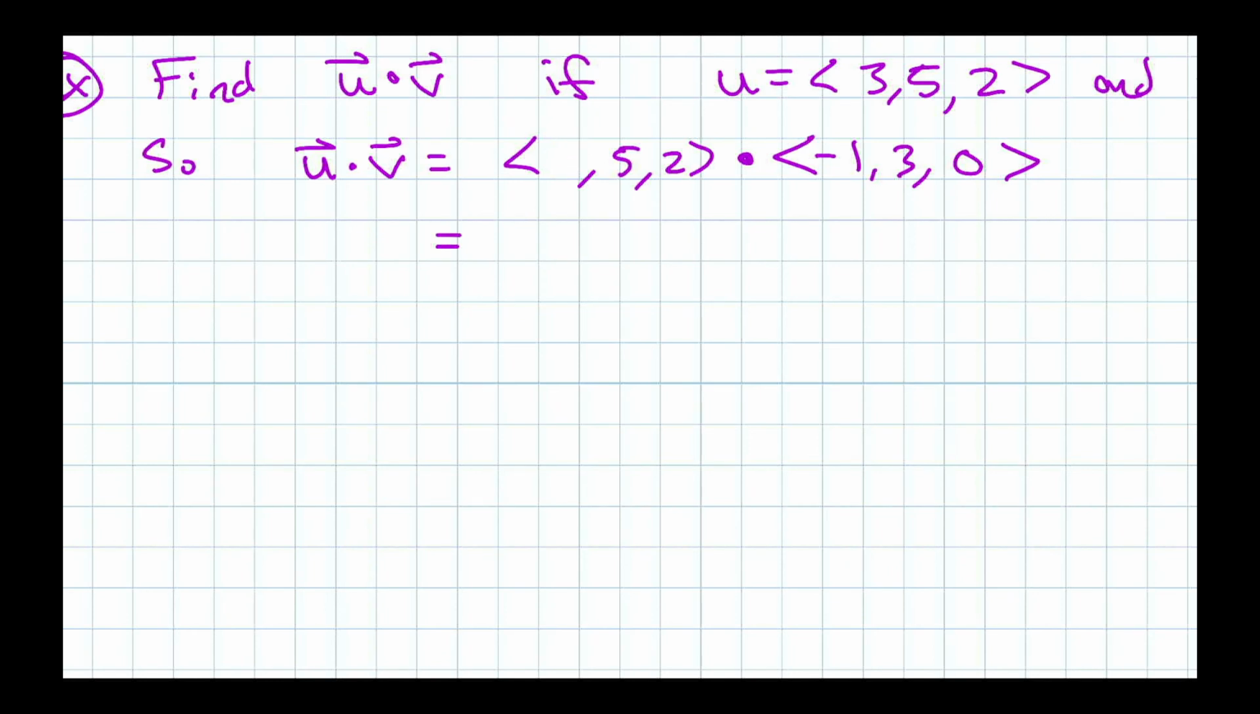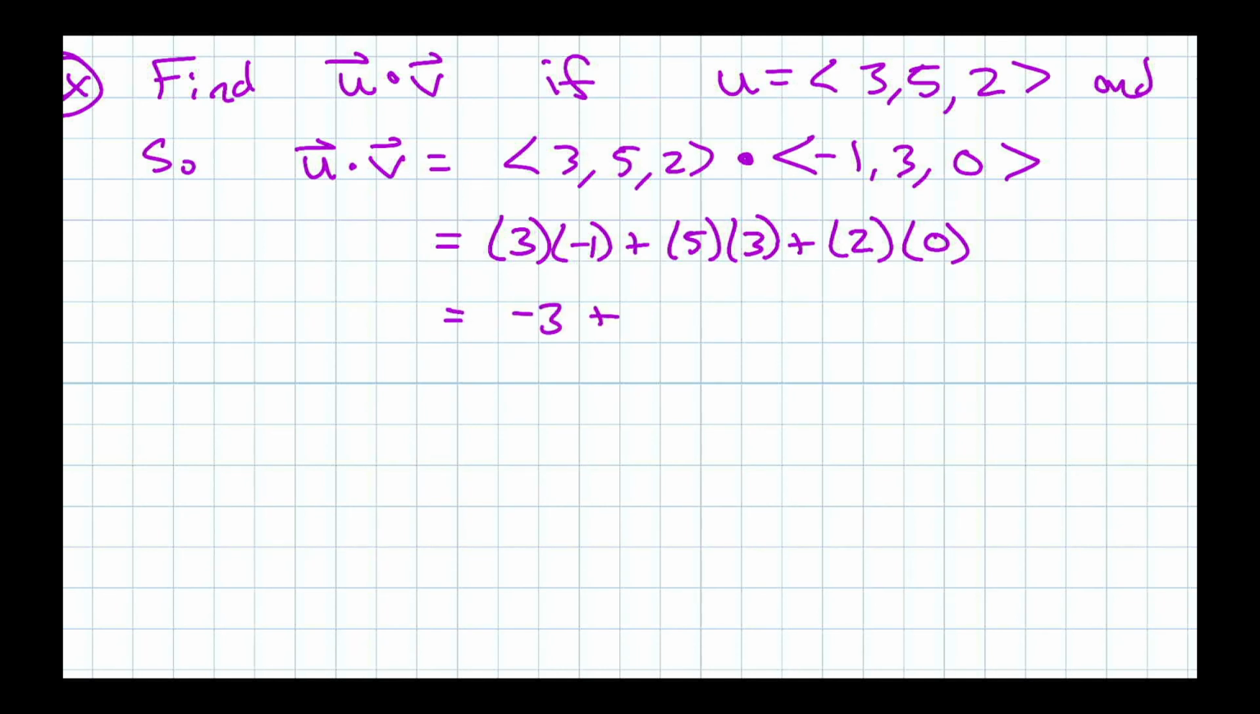So you're multiplying, oops, I erased it. You'll multiply first component times first component, so 3 times -1, plus second component, so 5 times 3, plus third component, so 2 and 0. So what do we get? We get -3 plus 15 plus 0. And overall, you get 12. All right.